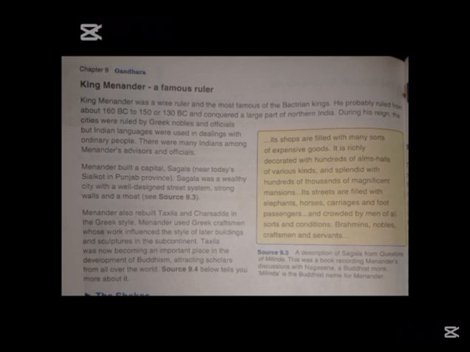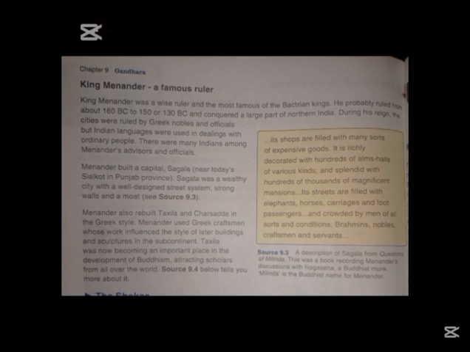This was a book recording Menander's discussions with Nagasena, a Buddhist monk. Milinda is the Buddhist name for Menander. So, this yellow box description is all about Sagala, which is in present time Sialkot, where we are living. Its shops are filled with many sorts of expensive goods. It is richly decorated with hundreds of alms halls.